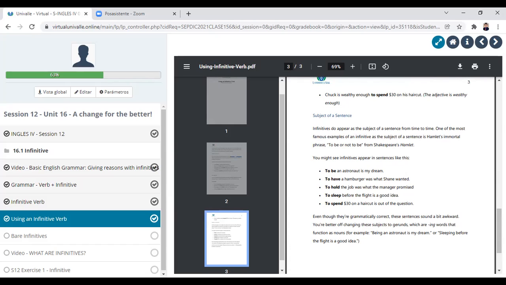Subject of a sentence. Infinitives do appear as the subject of a sentence from time to time. One of the most famous examples of an infinitive as the subject of a sentence is Hamlet's immortal phrase, to be or not to be, from Shakespeare's Hamlet. You might see infinitives appear in sentences like this: to be an astronaut is my dream. To have a hamburger was what Shane wanted. To hold the job was what the manager promised. To sleep before the flight, it's a good idea. To spend $30 on a haircut, it's out of the question.